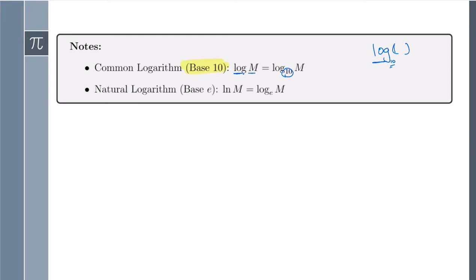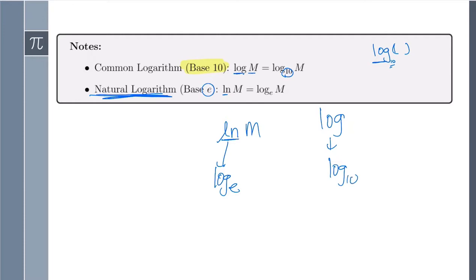Similarly, there's another log which is very important. We use this a lot, which is called the natural log, with the base e. So if we write ln m, this means log with base e. Now just writing log means this is log with base 10. So if we write ln, we have to understand it's a log with base e. We don't write log base e. We just write ln. Okay, natural log.